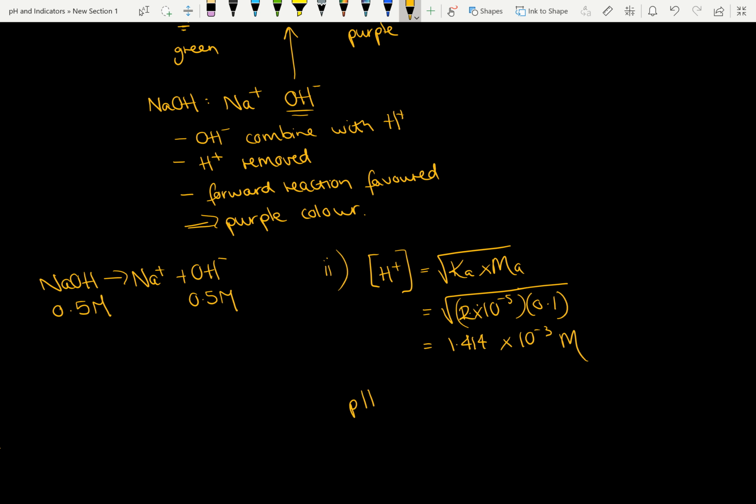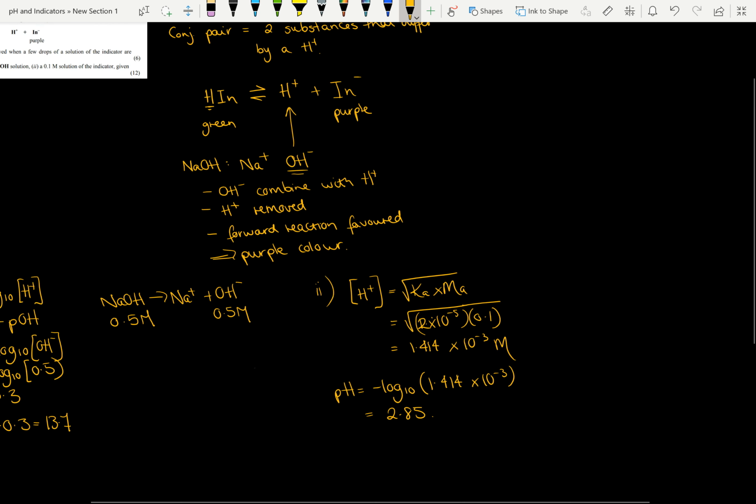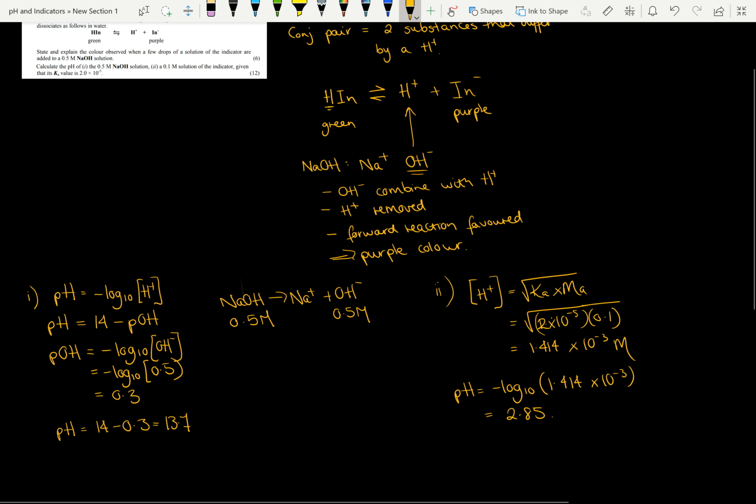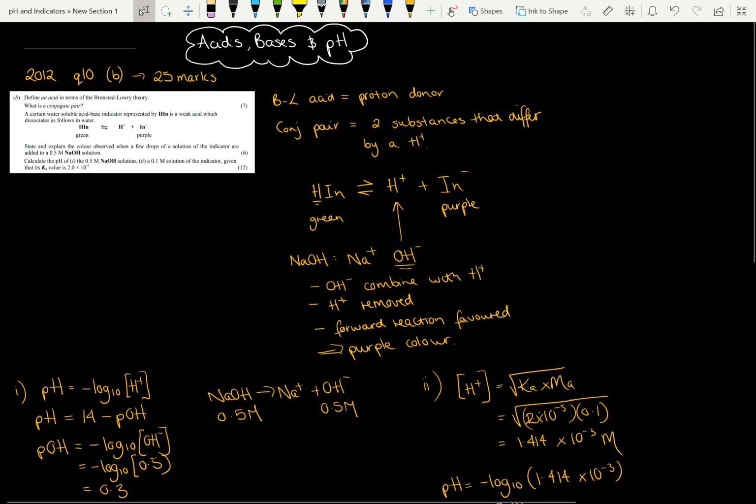And then all we have to do is pop that into our pH equation, minus log to the base 10 of the hydrogen ion concentration, 1.414 by 10 to the minus 3, and that's going to give us 2.85. So that is the 2012 question, a nice little question for 25 marks.